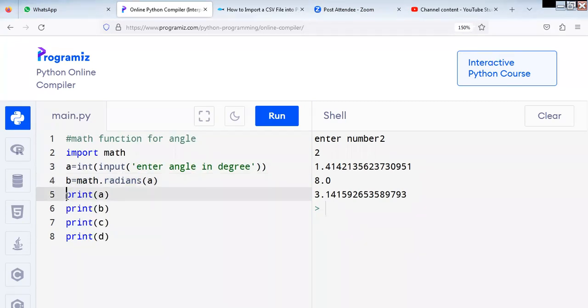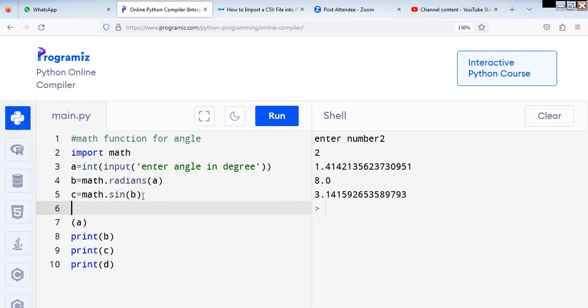Now we find c. c is math.sin of that angle. So which angle will we take? We'll take the radians.